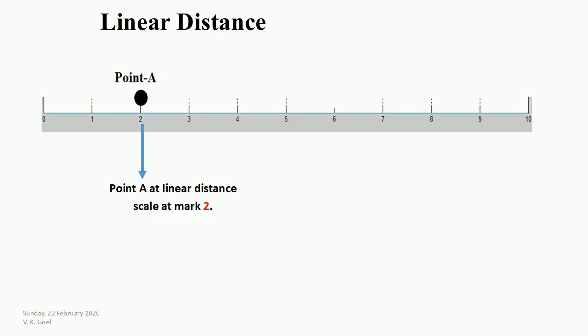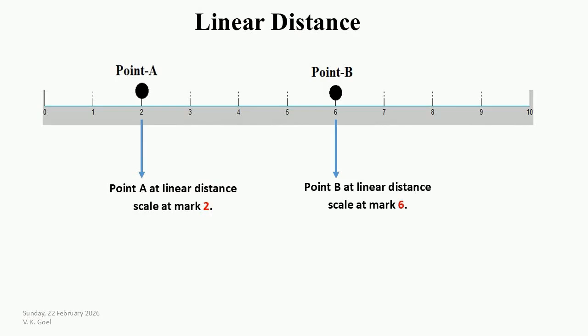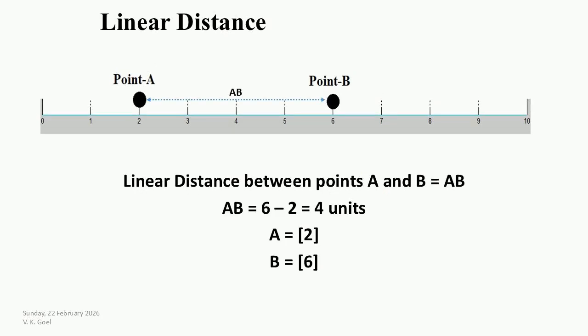Linear distance is the simplest one. Say point A is at mark 2 on a linear scale and point B is at mark 6 on the same linear scale. Then the linear distance between points A and B is simply the difference of the two points' locations, and is given here.